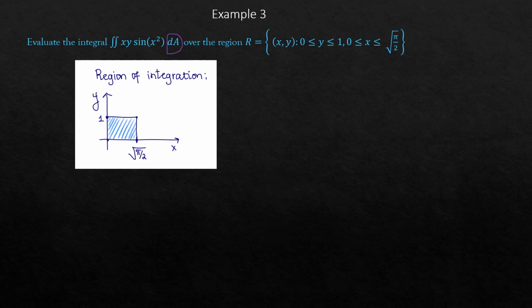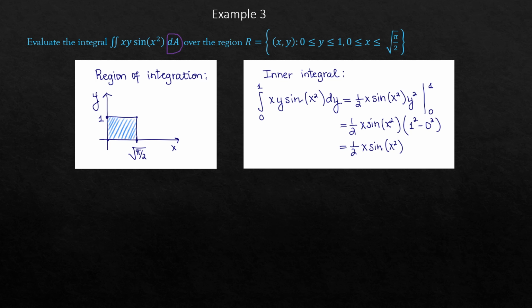Let's see. I'm looking at this and I see that I have a function of x times a function of y. So this is a good indicator that it doesn't really matter which order you're going to use. I'm going to integrate with respect to y first, so I'm going in this direction. So the integral from 0 to 1 of x y sine x squared dy. Now x is acting as a constant, so is this, so I can pull it out.